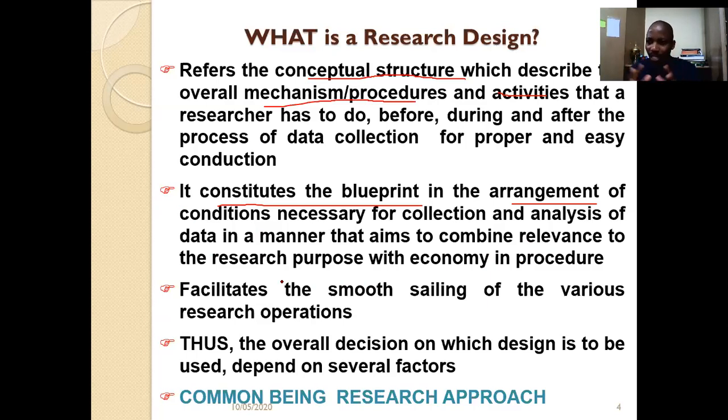So you might not be getting properly what I'm trying to say, but with the typical examples that I'm going to provide, you will understand properly what we mean by a research design, how it differs from the data collection method, how it differs from analysis and from the study site, and how it is prepared in a document.